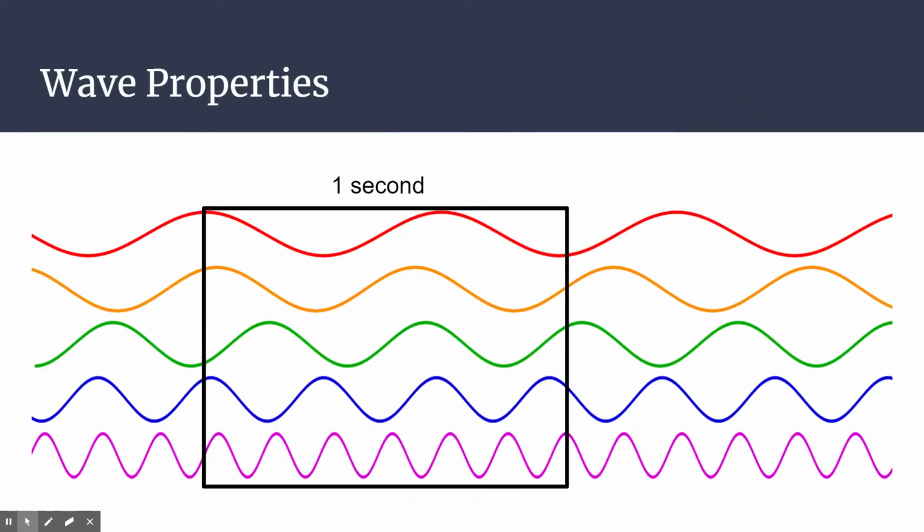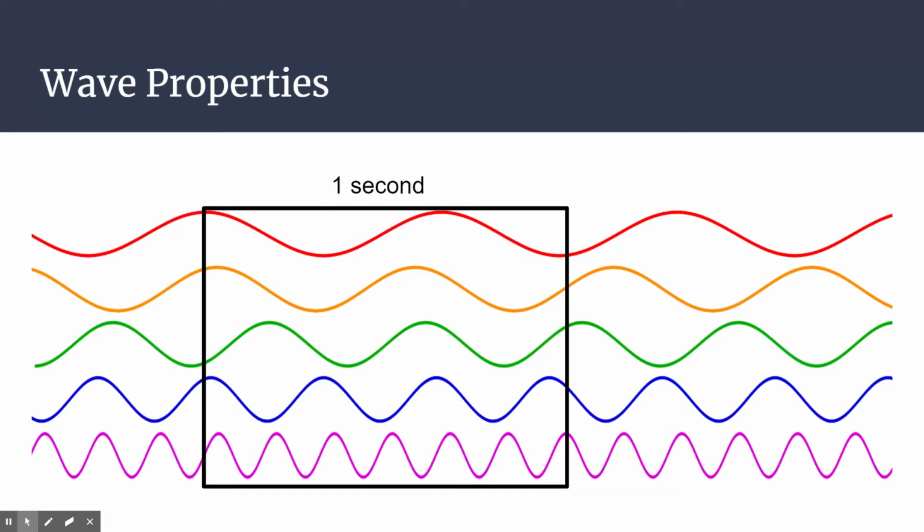So again, if we look at this diagram, let's say that this box represents 1 second. Which one of these has the highest frequency? The one with the highest frequency is going to be the one on the bottom. It's pink or purple or whatever. And that one has the highest frequency because it has the most waves passing within that 1 second.